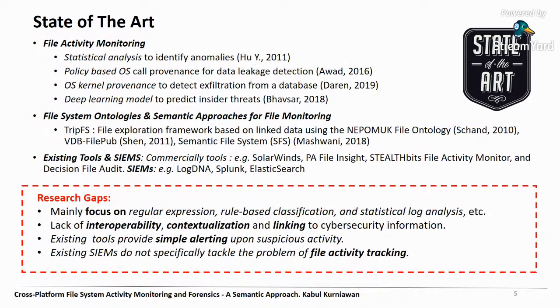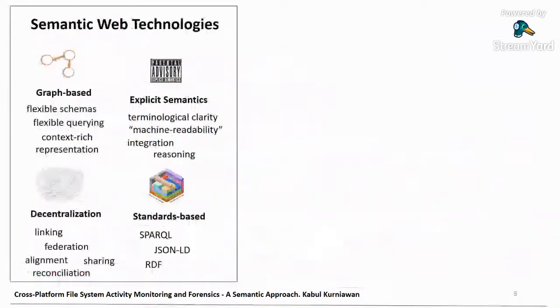So we have the research gap here. Most of the current state of the art mainly focus on regular expression, rule-based classification, anomaly detection, and also statistical log analysis. It also lacks interoperability and contextualization and linking to cybersecurity information. And the existing file monitoring tools provide simple alerting upon a suspicious activity, and the existing SIEMs do not specifically tackle the problem of file activity tracking.